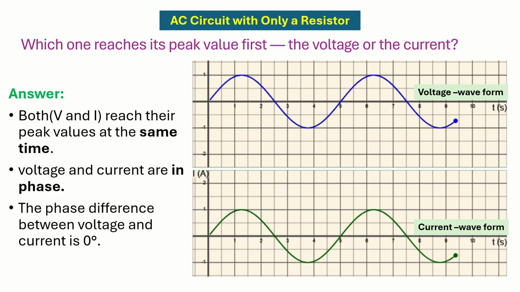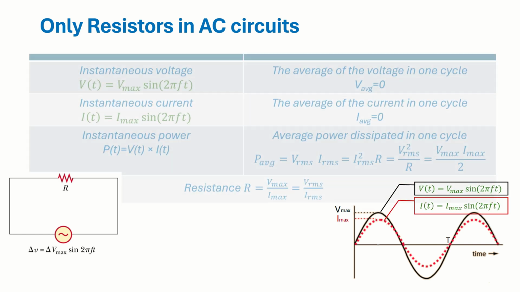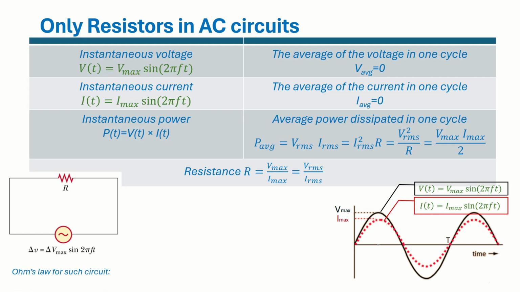You can say the phase difference between the voltage and current is 0 degrees. Let us study some more things, that is the instantaneous voltage, instantaneous current and instantaneous power. We use the equations for the instantaneous voltages. These equations we discussed before. Now, the extra thing is the power. The power formula is voltage multiplied by current.